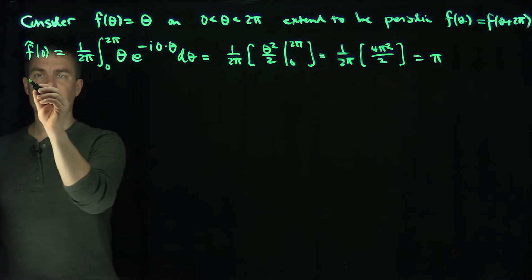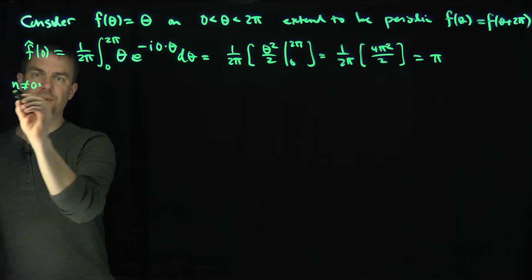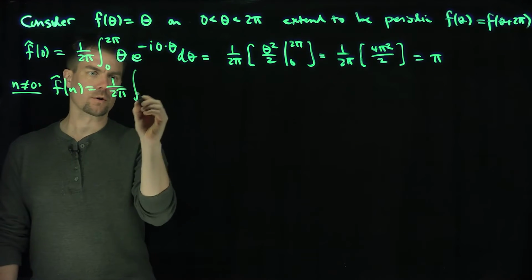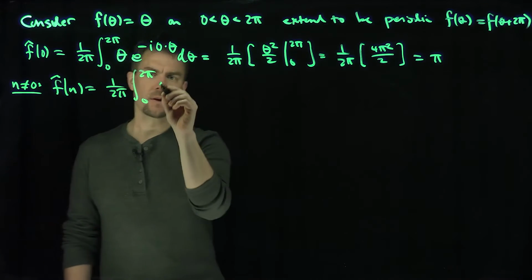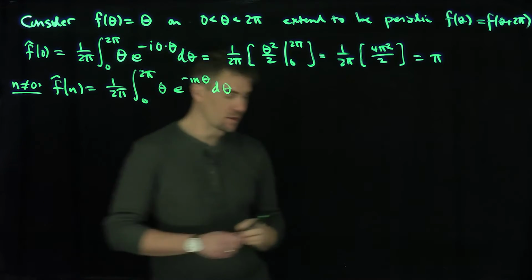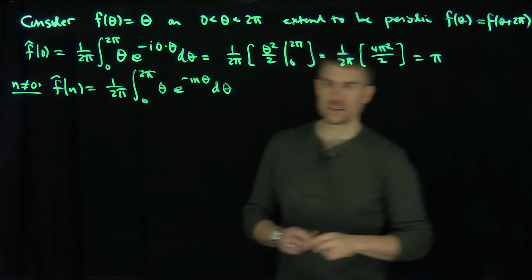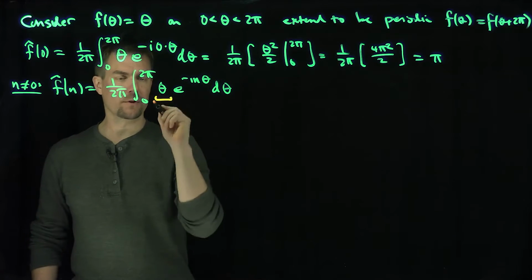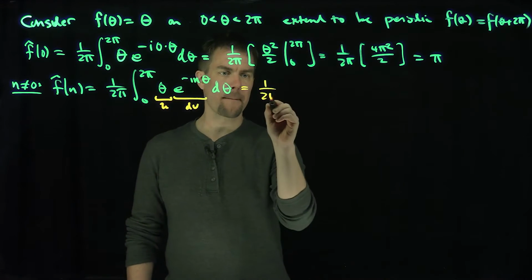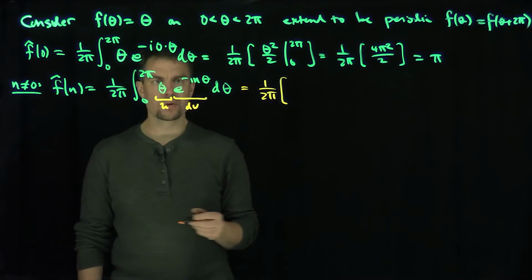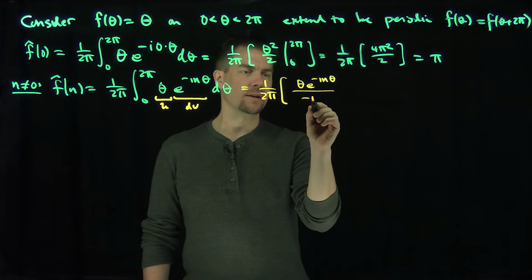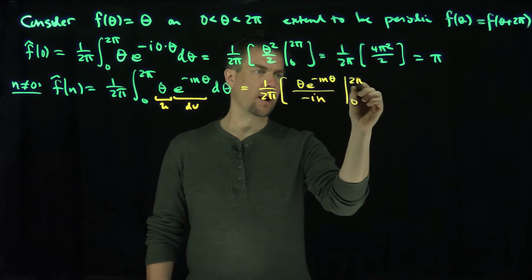Excellent. Let's find f hat of n. So if n is not equal to 0, what's the nth Fourier coefficient of this function? 1 over 2 pi, the integral from 0 to 2 pi of theta e to the minus i n theta d theta. Let's integrate this by parts, okay? That's a typical technique with these Fourier coefficients. That's going to be my u, that's going to be my dv. So this is going to be a 1 over 2 pi, then I'm going to have u times v, which is going to be theta e to the minus i n theta over minus i n from 0 to 2 pi.